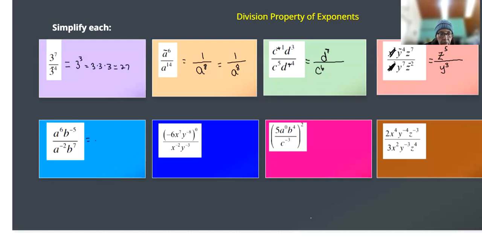Let's look at the A's first. Where's the bigger exponent? 6 is bigger than -2. It's on the top. Change the sign of the little one. A -2 becomes a +2. 6 plus 2, 8. Now, where's the bigger exponent for the b's? On the bottom. 7 is bigger than -5. Change the sign for the little one. It was negative, so I make it positive. 7 plus 5, 12. And you're done.